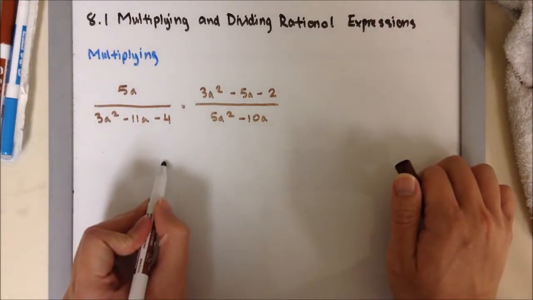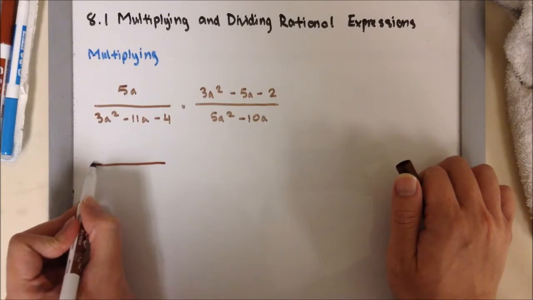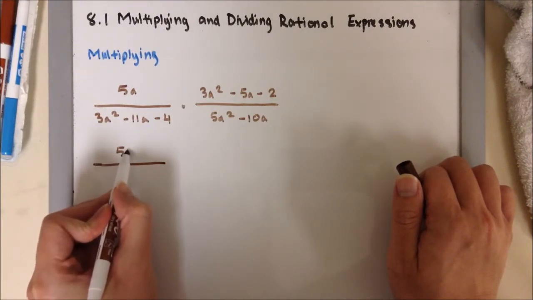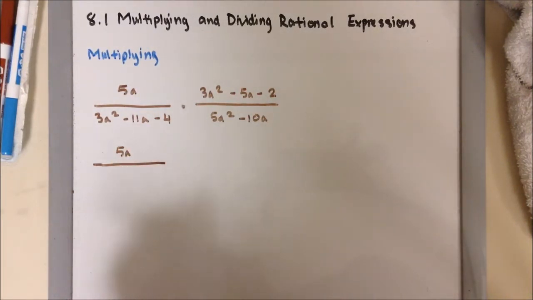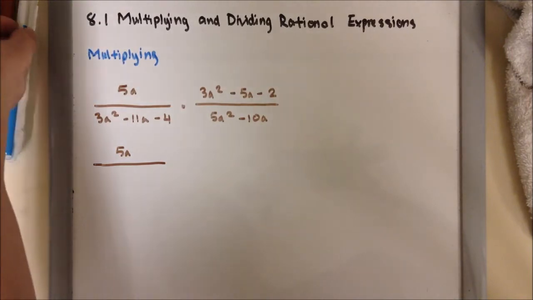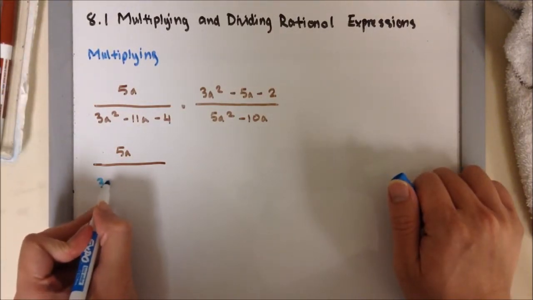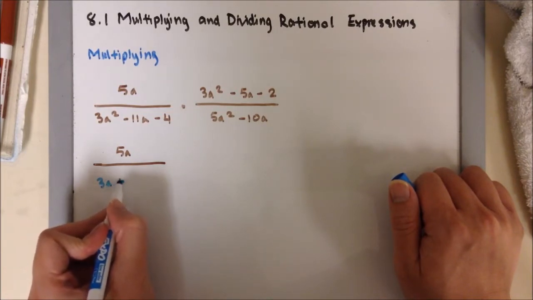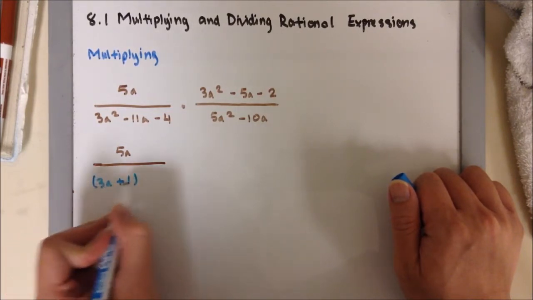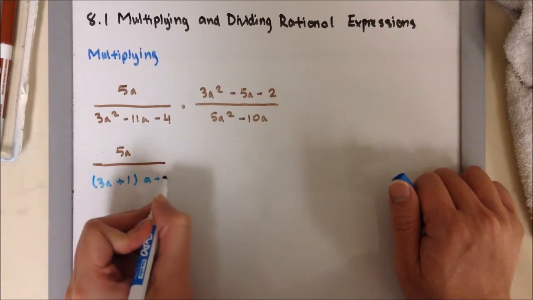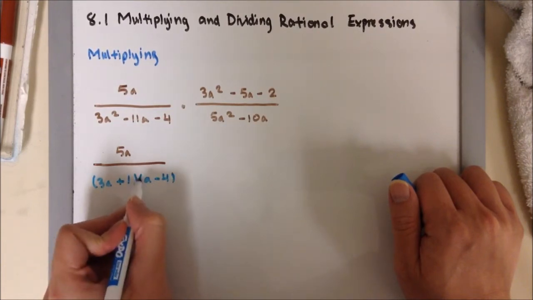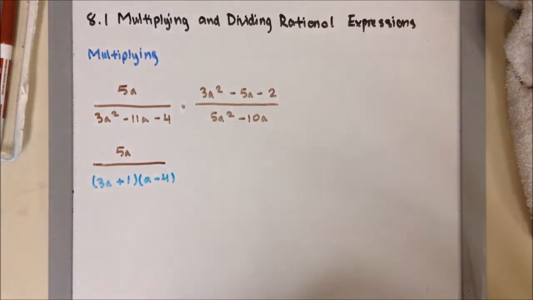So for the first rational expression, the numerator stays the same, which is 5a. Now for the denominator, when you factor, you should have gotten 3a plus 1 times a minus 4. Now if you didn't, I highly recommend that you double check your work before moving on.